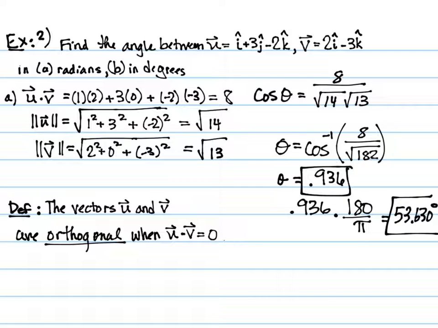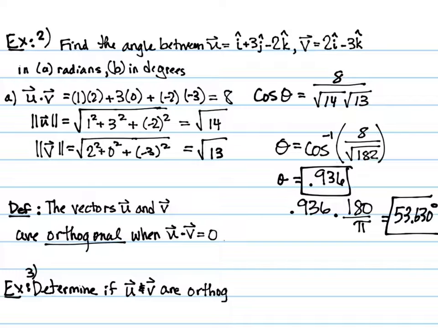So everything I've done so far has not been orthogonal, because I have not gotten yet any dot product of 0, right? So we should probably see one that is, because, you know, they do occur. So we're going to determine, this is example 3, if u and v are orthogonal, which we just talked about how we're going to do.